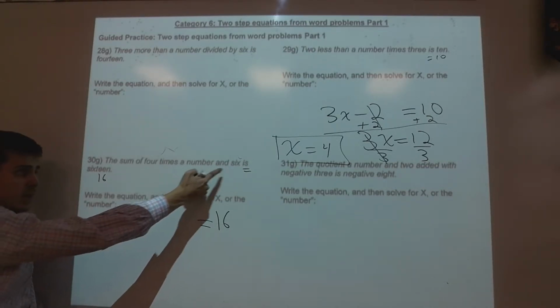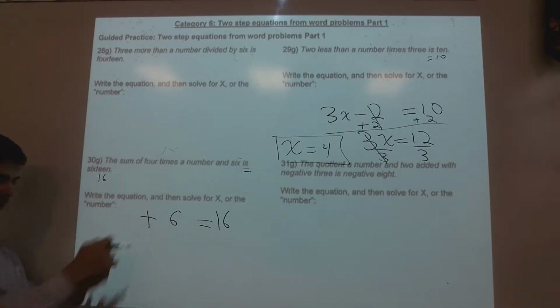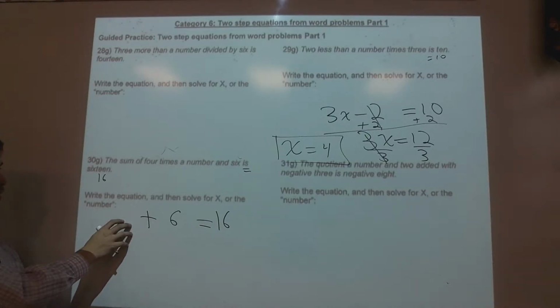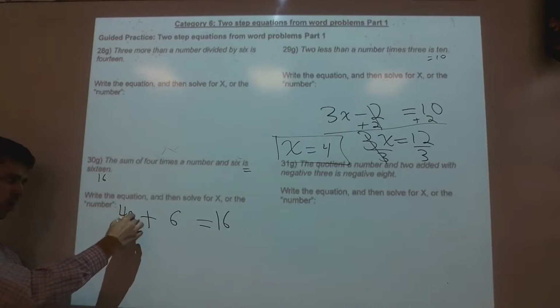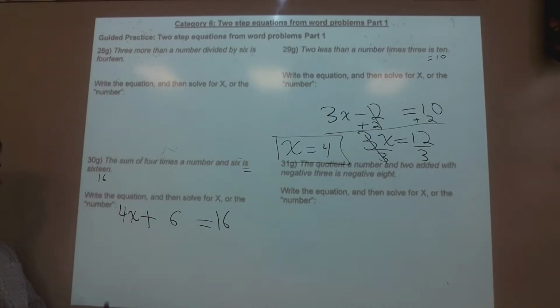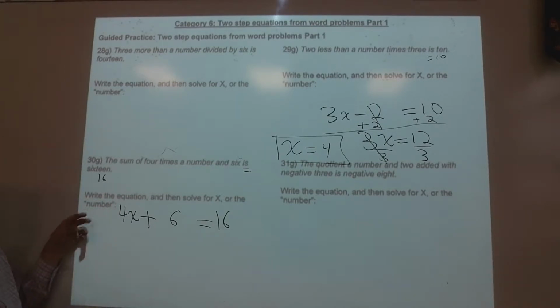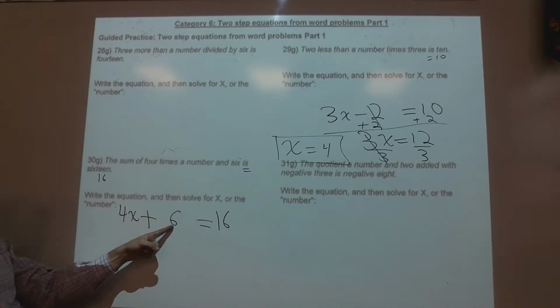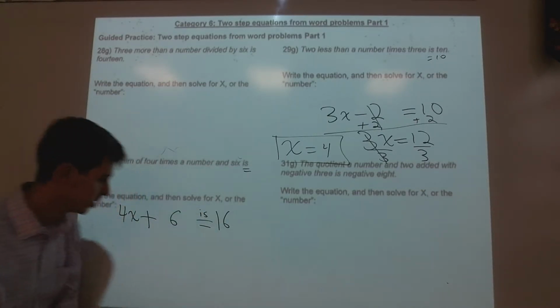Well, one of them is and 6. So the sum of and 6, and this blah is 4 times the number, which is 4 times a number we don't know what it is. So now, let me read this, and I'm not going to explain anything, I'll just point this problem out. The sum of 4 times a number and 6 is 16. There we go. Now, let's go ahead and solve for x.